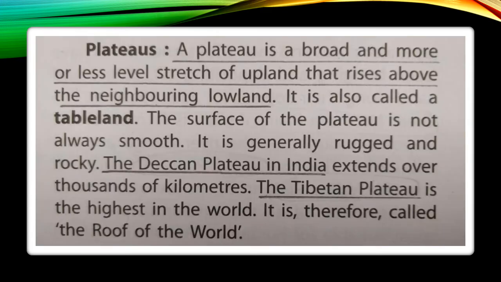The next landform we move to is plateaus. A plateau is a broad and more or less level stretch of upland that rises above the neighboring lowland. You can imagine a plateau to be similar to a table, and so it is also called a tableland. But like a table top, the surface of a plateau is not always smooth. It is generally rugged and rocky. It can be very uneven but not as high as a mountain.